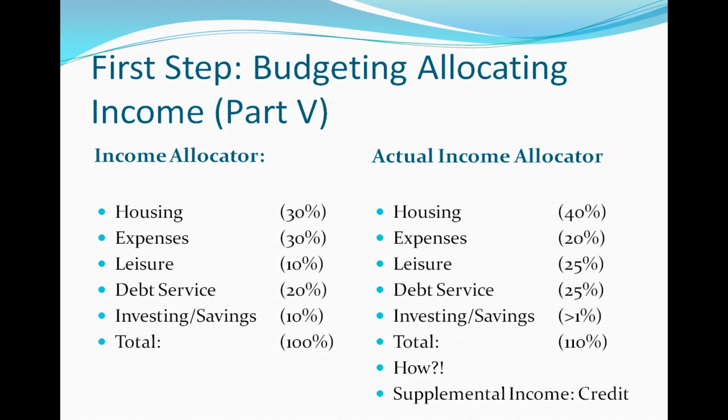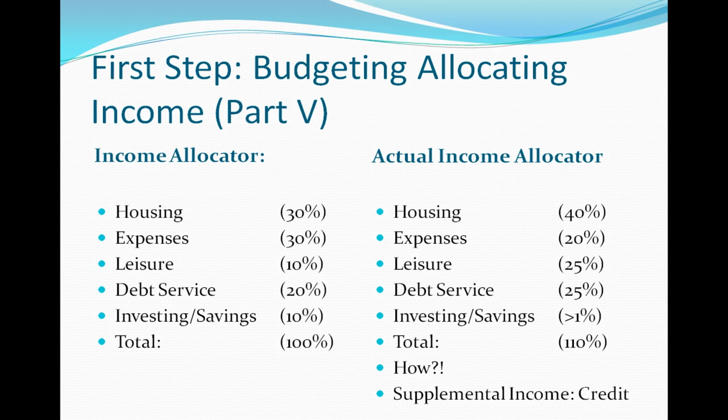You have about 25% for guilt-free spending, and you have a debt service of 25%. You have a savings rate of 1%, giving us a total of 110%. Now, you might be wondering, how can you live on 110% of your income? Remember what I told you before, supplemental income credit. The main reason why people do this is because they're using their credit cards as a form of income. And if you also notice, your savings rate is less than zero.